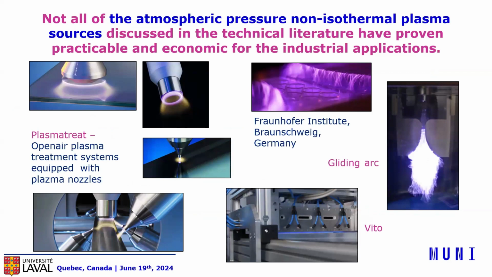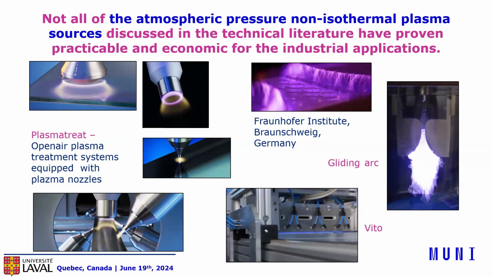When I am talking about atmospheric pressure plasma, of course, it is possible to find a lot of plasma systems on the market which generate atmospheric plasma. Some of them I am illustrating on this slide, some well-known, but it is quite clear from this slide that not all of these atmospheric pressure systems which generate non-thermal plasma can be used efficiently in industrial applications. You can see that here are, for example, some systems made by the Plasmatreat company.